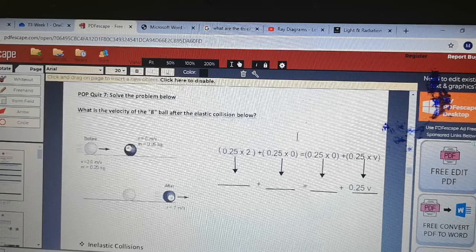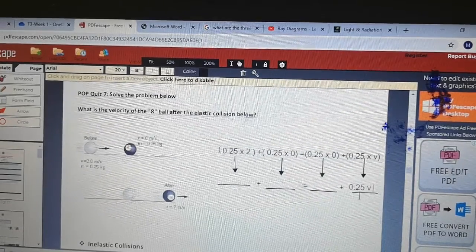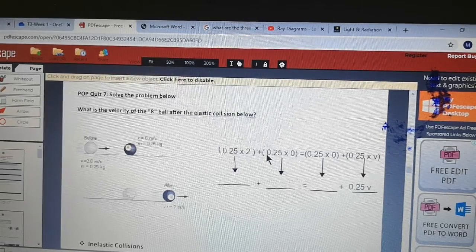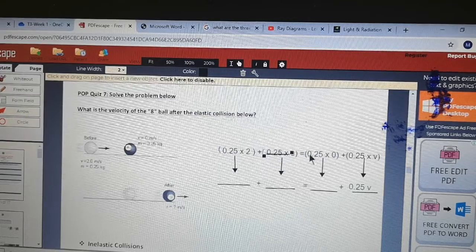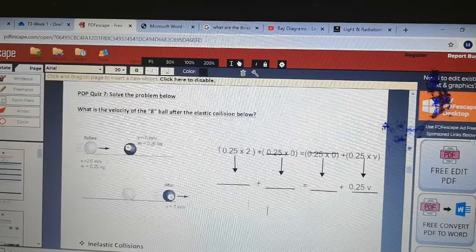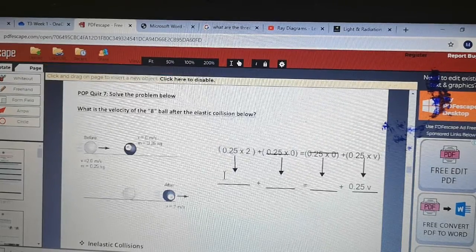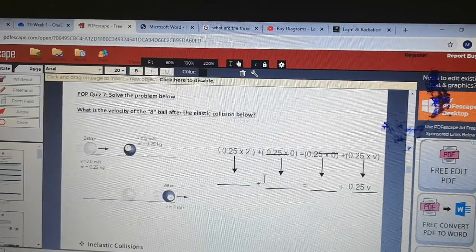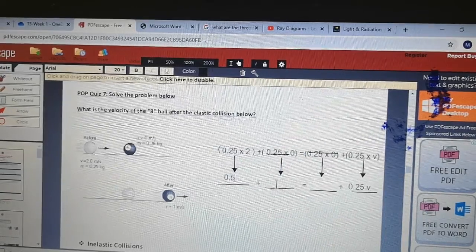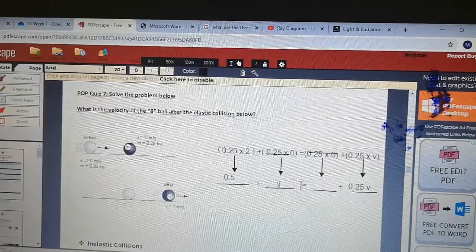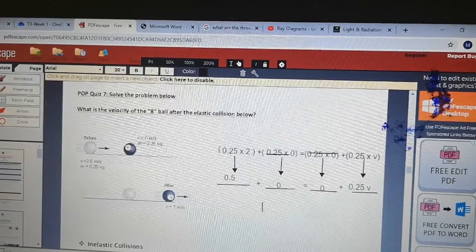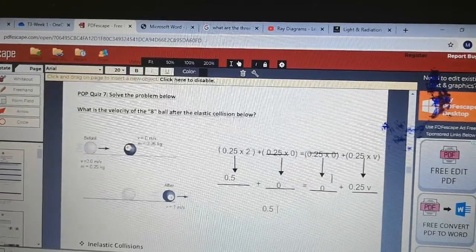So you're going to keep simplifying this until you find v. This is times 0, so it's like it's not there. This is times 0, so it's like it's not there. So you're just going to end up with, what's 2 times 0.25? Do it on your calculator. 0.5. I crossed them out because it's like it's not there, it's just a 0. If you do that in the calculator, 0.5 plus 0, 0.5.